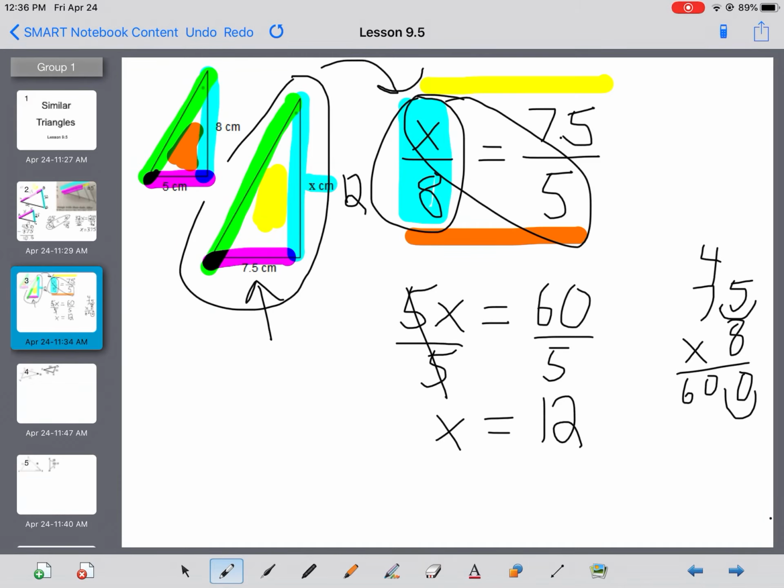Now, it's always good to think and make sure it makes sense, right? It does make sense that x is 12. If I compare it to the other triangle over here, if I ended up with x being a really tiny number and it was smaller than my 8 centimeters over here, that would be a problem.